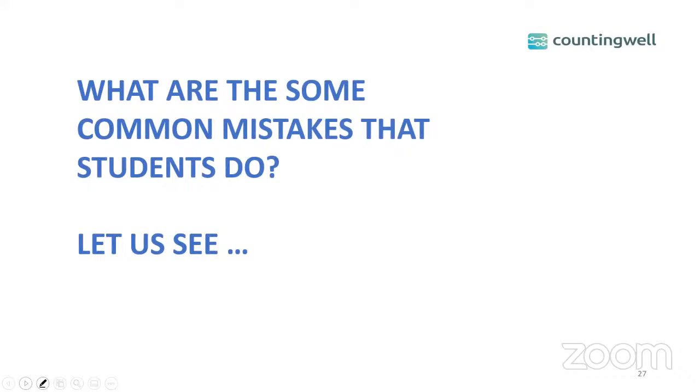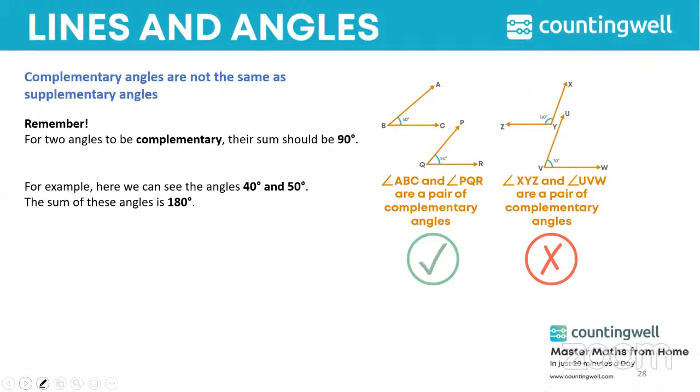Let us see what are some common mistakes that students make. First, students should not get confused between complementary and supplementary angles. Remember that for two angles to be complementary, their sum should be 90°. For example, here we can see angles measuring 40° and 50°. Is their sum 180°? No. So 50° plus 40° is 90°. It is not equal to 180°. That's why they are complementary angles, not supplementary.